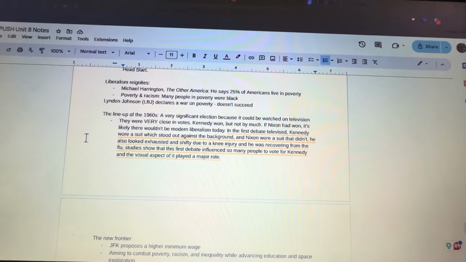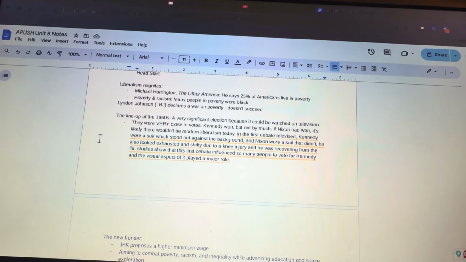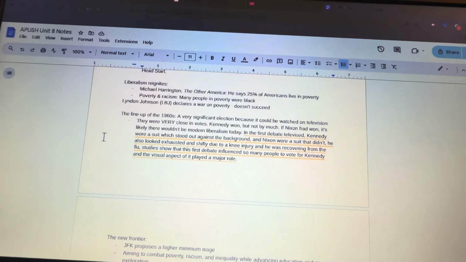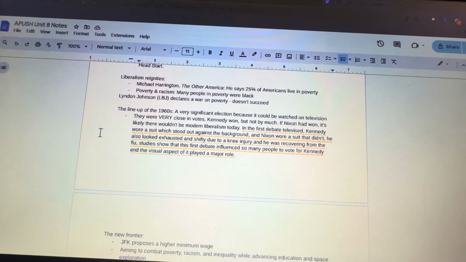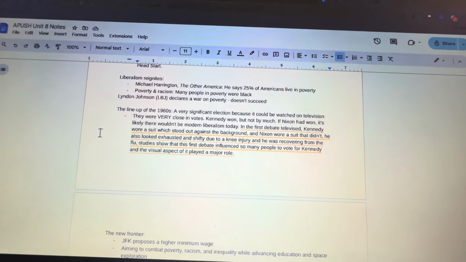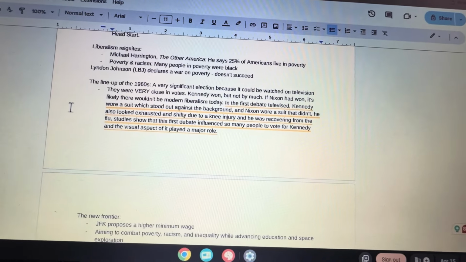In the first televised debate, Kennedy wore a suit which stood out against the background, and Nixon wore a suit that didn't. He also looked exhausted and shifty due to a knee injury, and he was recovering from the flu. Studies show that this first debate influenced so many people to vote for Kennedy, and the visual aspect of it played a major role too.